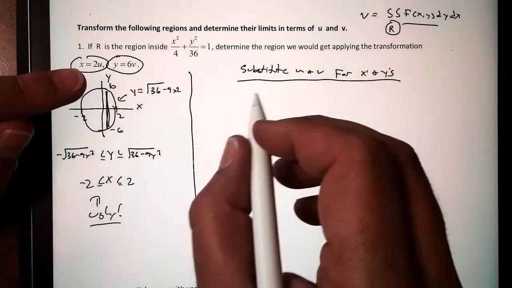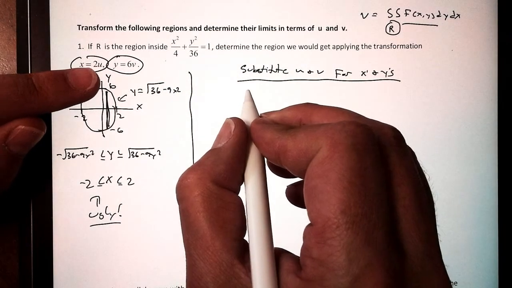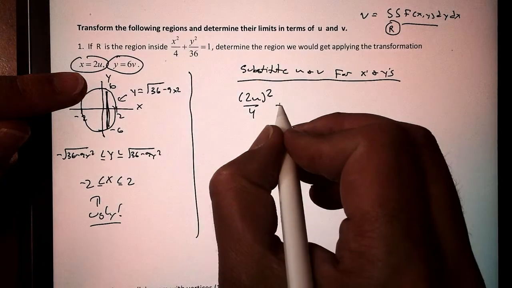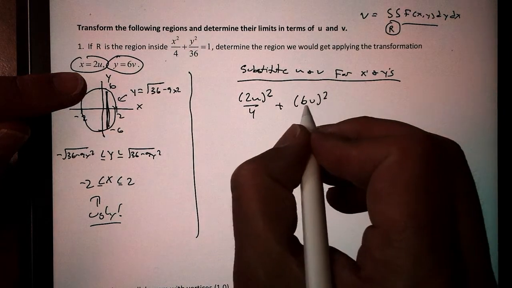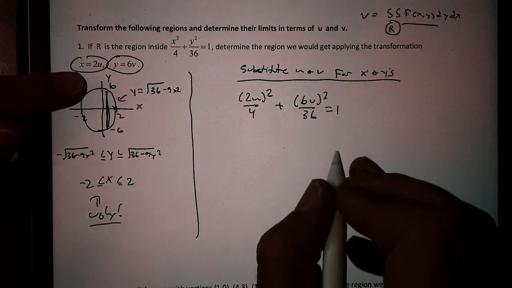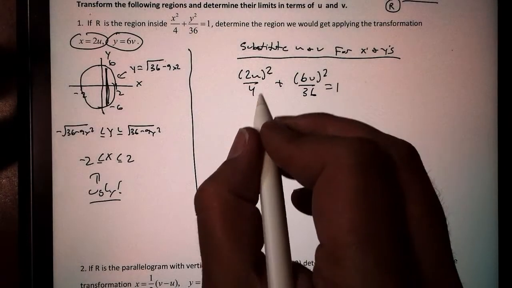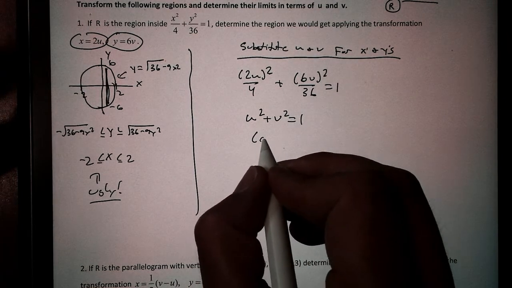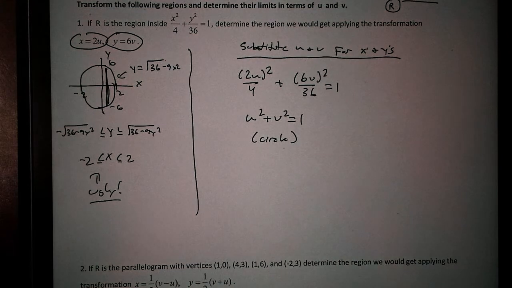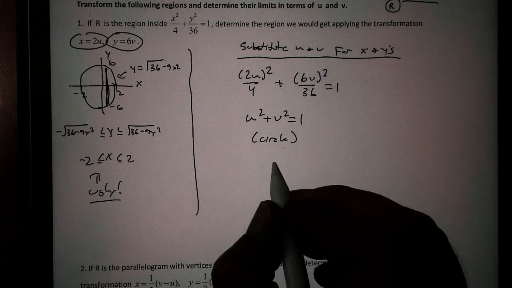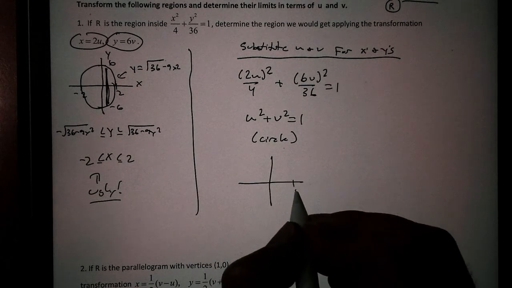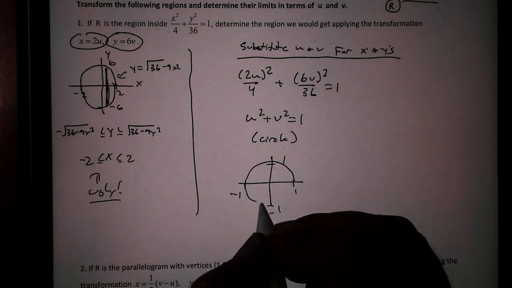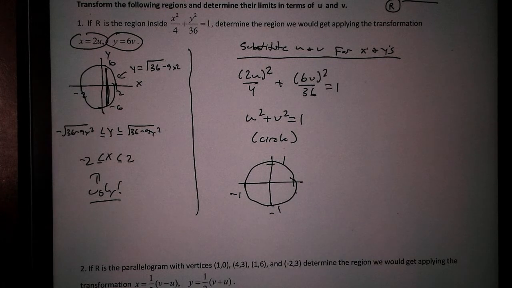And they tell us what to use here. The first one, they say x is 2u. So I can write this as 2u squared over 4 plus y is 6v squared over 36 equal to 1. If I simplify this, this becomes u squared plus v squared equals 1. And this is a circle, and circles are so much easier to work with. Let's look at the circle here. We know it has a radius of 1. So let's find the domain for that circle real quick.